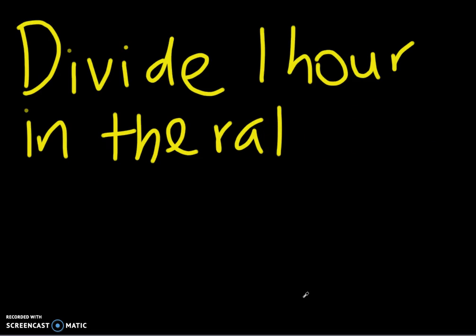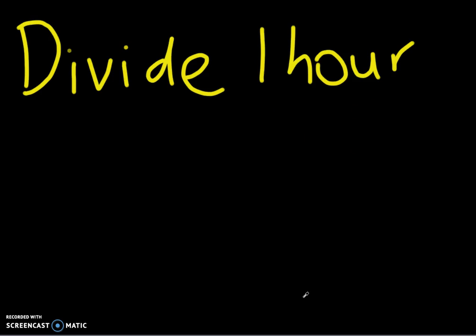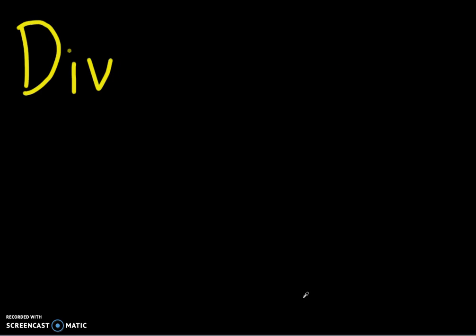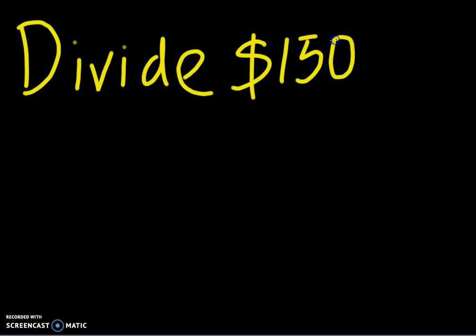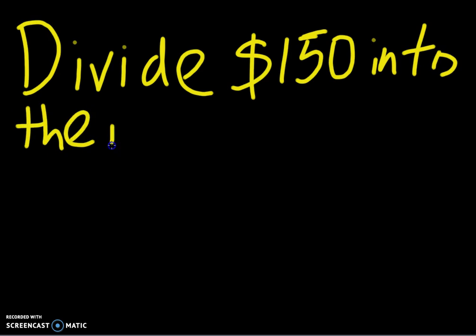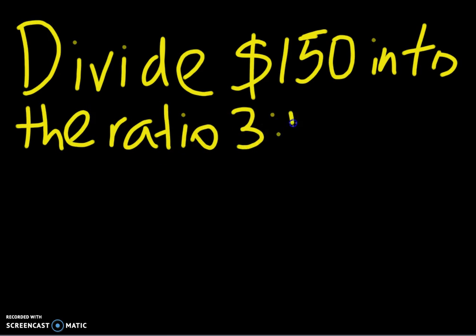Now for another question, but this time we are going to be involving money. Okay, divide $150. That's a lot of money. $150 into the ratio 5 to 2. So this is what we call a triple ratio.